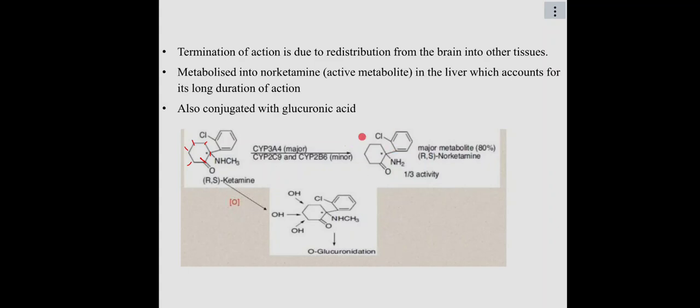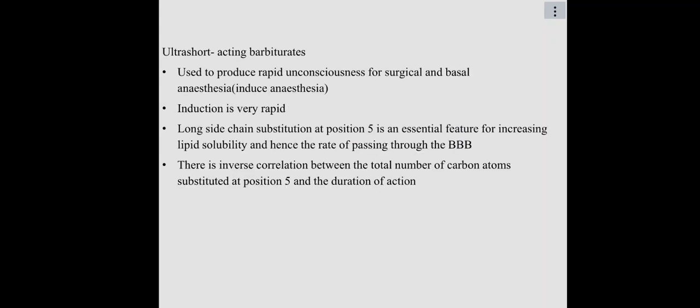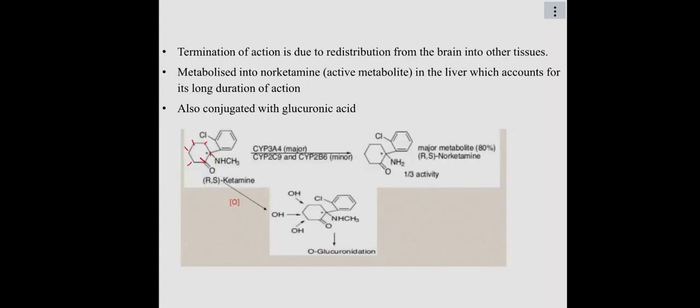You can see norketamine has just 1/3 of the activity, and it is a major metabolite. So that can happen, but also hydroxylation followed by glucuronidation can also happen. And that's why we have said also conjugated with glucuronic acid, and that has been shown well there.